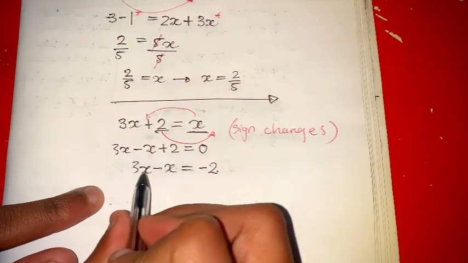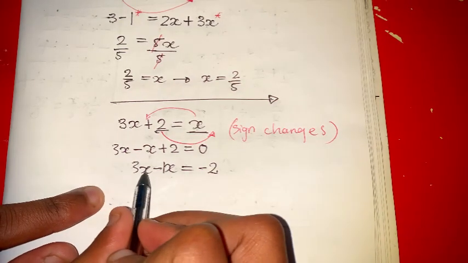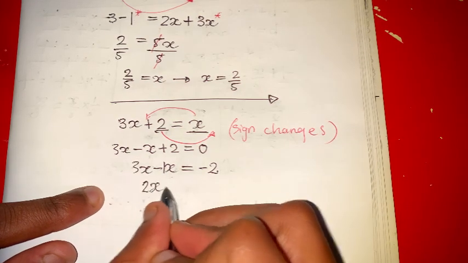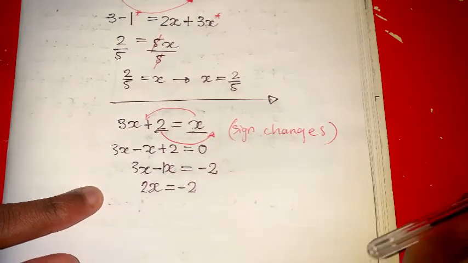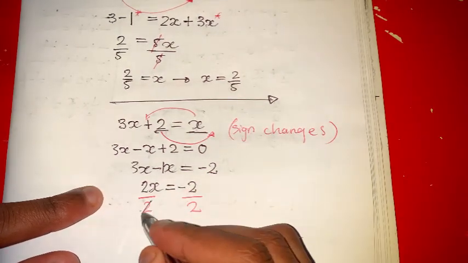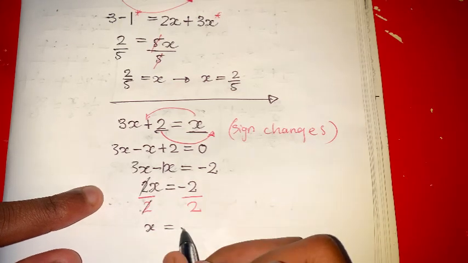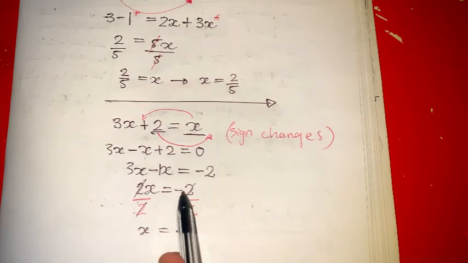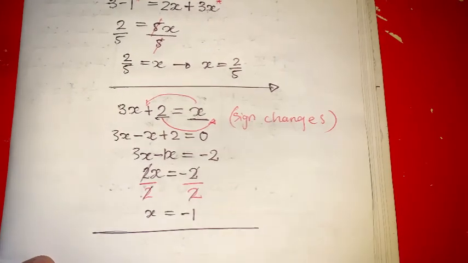Okay. So now you can simply subtract. You have a 1 here, which you cannot see. 3x minus 1x is 2x. This is equal to negative 2. What you do now is you divide both sides by 2. This 2 will cancel this one, and your x will be equal to negative 2 over negative 2, which is negative 1. This also cancels this, but you'll be left with a negative 1. And that's how you would approach this example.